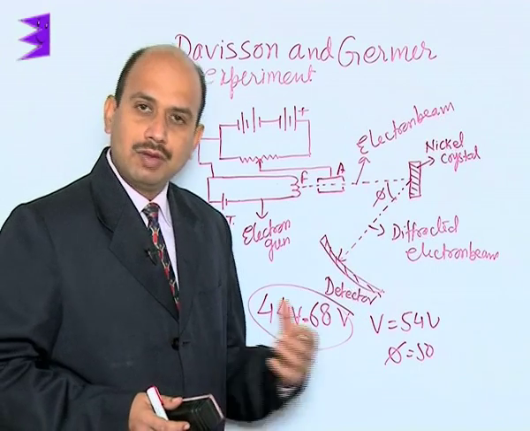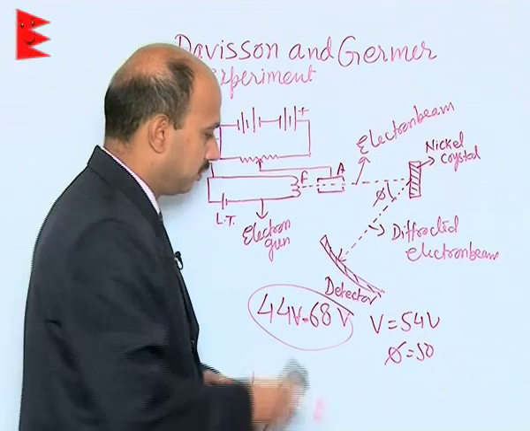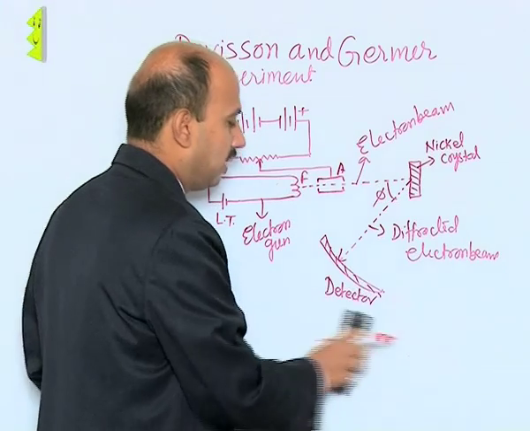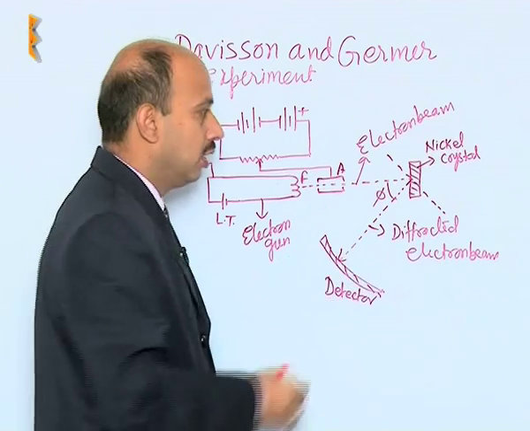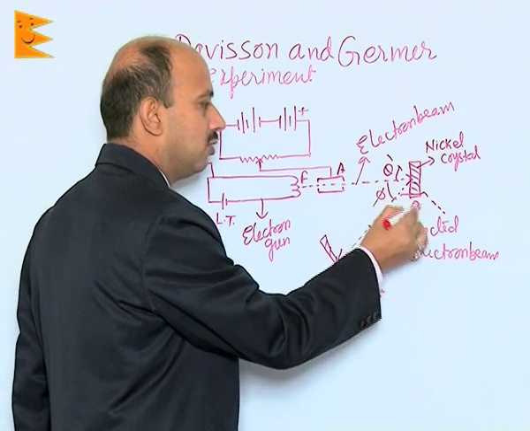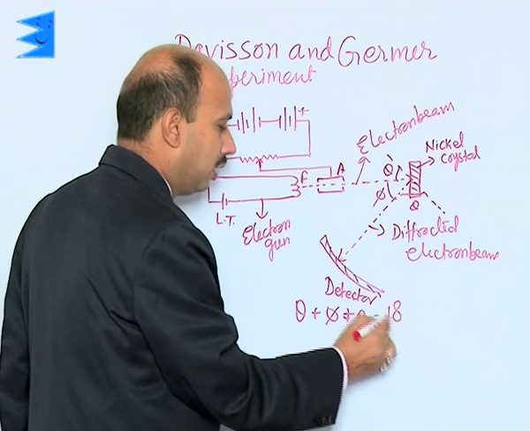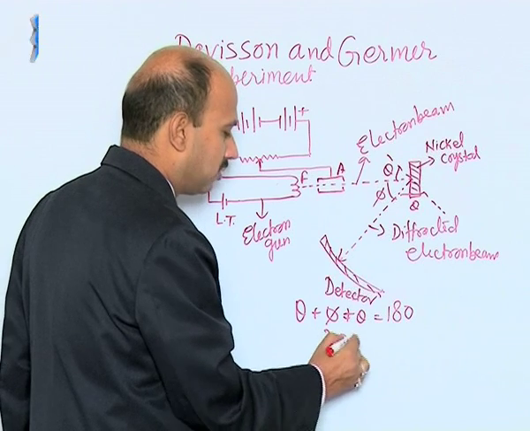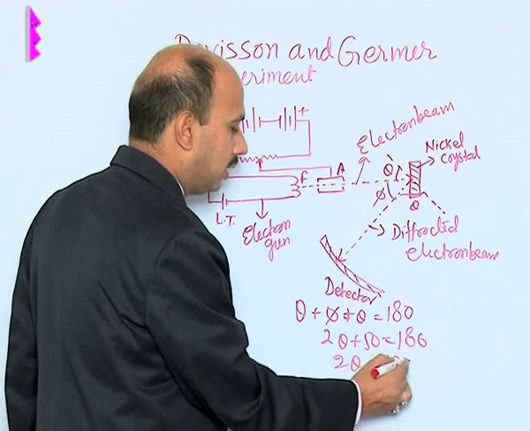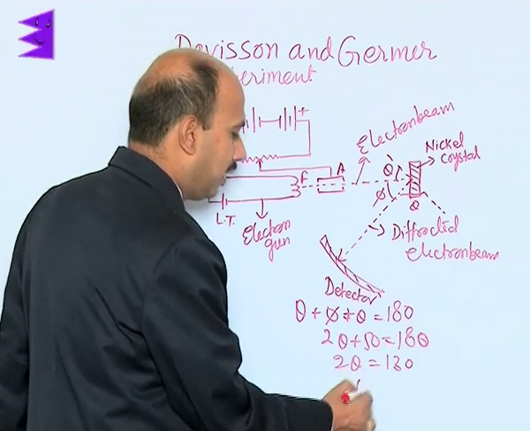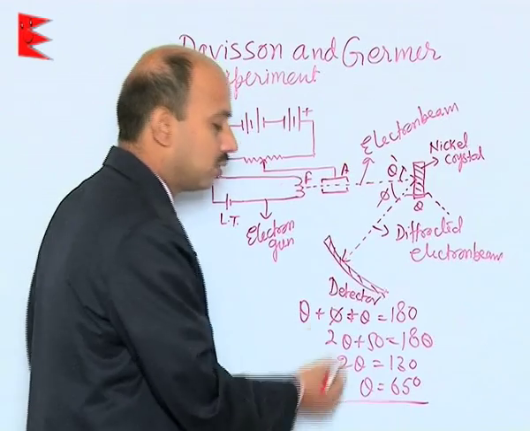Now we will calculate the wavelength of these electrons by using the wave theory as well as the particle nature. Suppose theta is the angle between the scattered beam and the plane of the nickel crystal. That is the glancing angle. So we can write theta plus phi plus theta is equal to 180 degree, that is, 2 theta plus 50 is equal to 180. So 2 theta is equal to 130, and then theta is equal to 65 degree. This is the value of theta we have got.